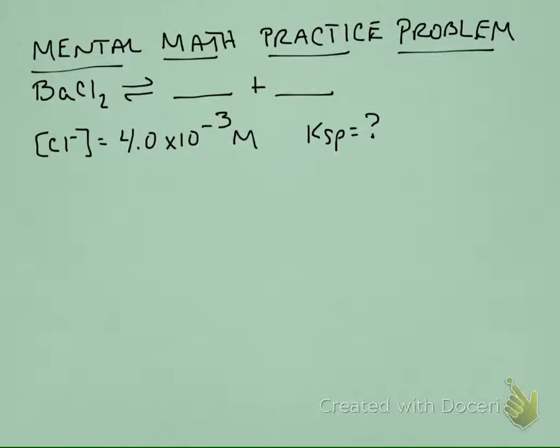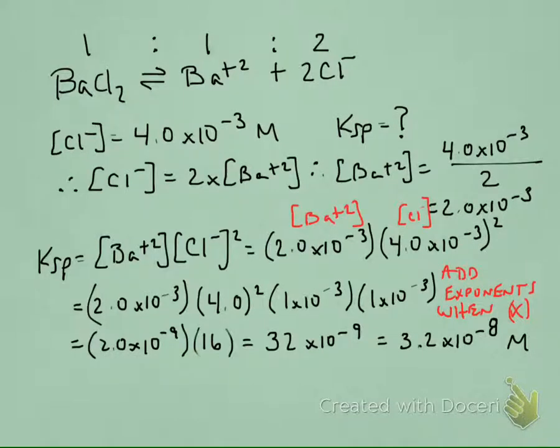So our mental math practice problem is the breaking up of barium chloride solid into its respective ions. In this case, we know that the chloride ion is 4 times 10 to the negative 3rd molar, and I want to know what the KSP value is. The work is shown on the next page, but if you want to do it on your own, please skip ahead and we will show it on another slide.